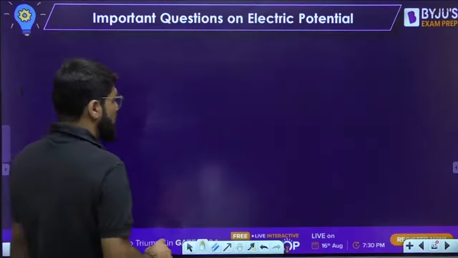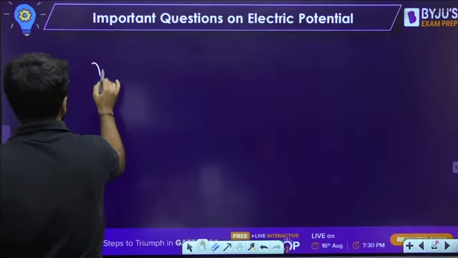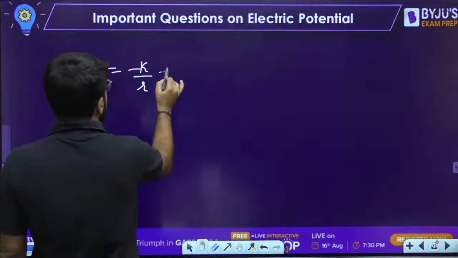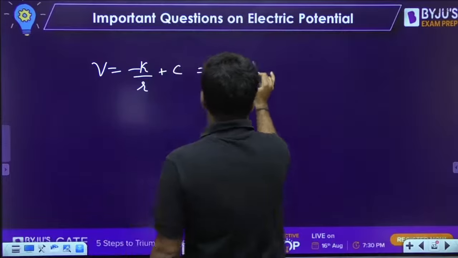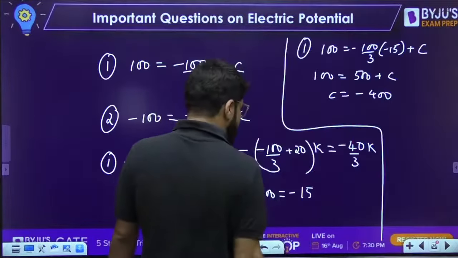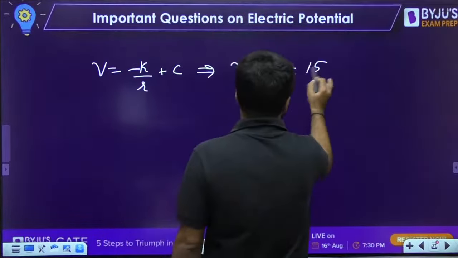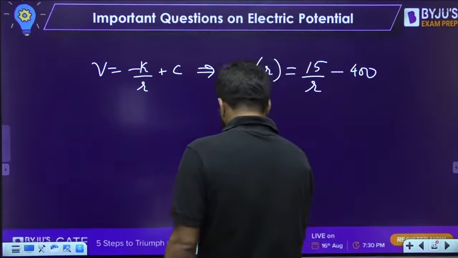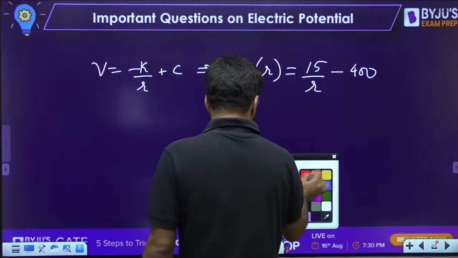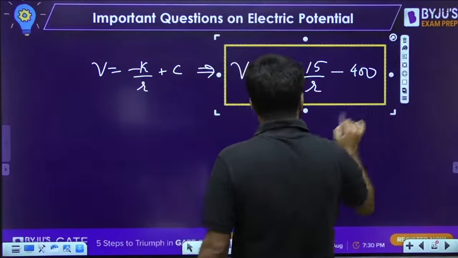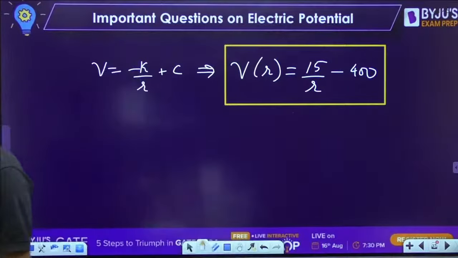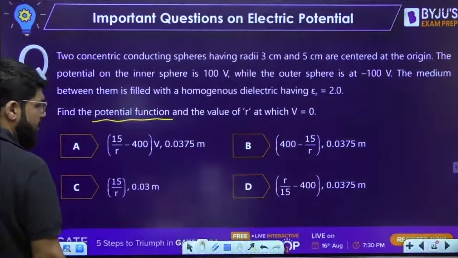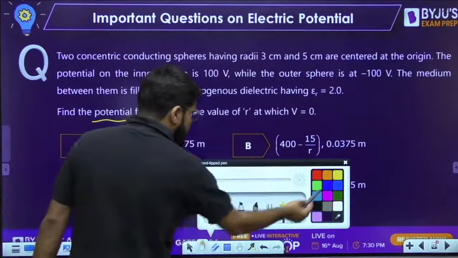So now what is the potential function? k and c both have come. Potential was equal to minus k by r plus c. That means the potential as a function of r is minus k by r. Minus k will become 15. That is 15 by r plus c, and c is minus 400. So that is the potential function: 15 by r minus 400. Okay, that is option number A. Only option number A matches.